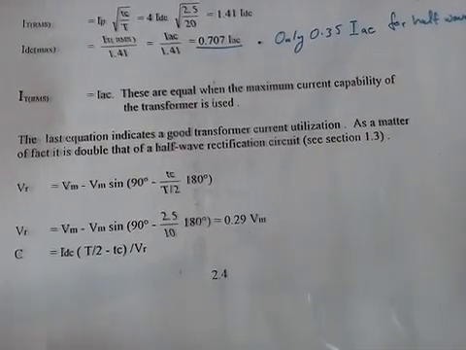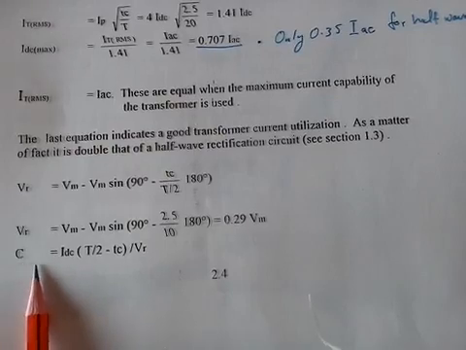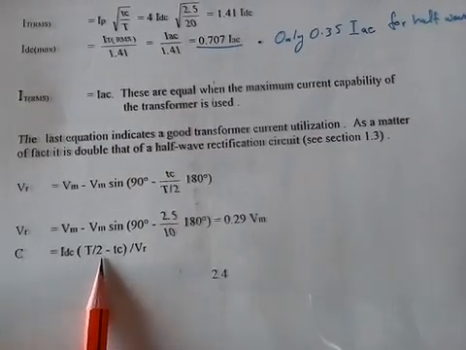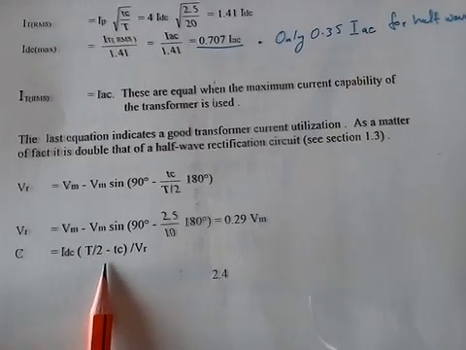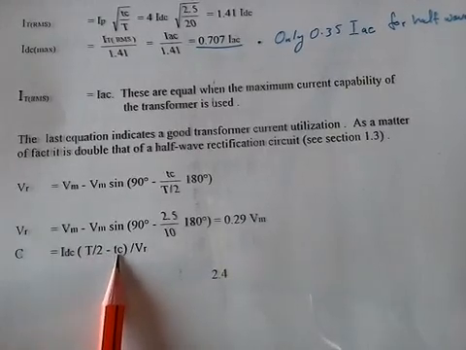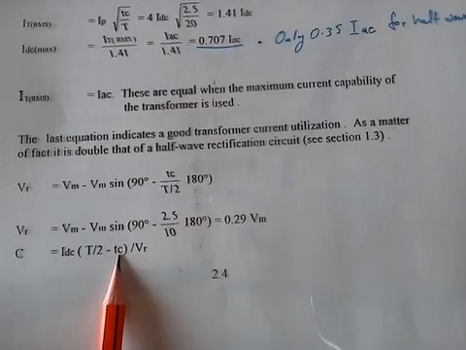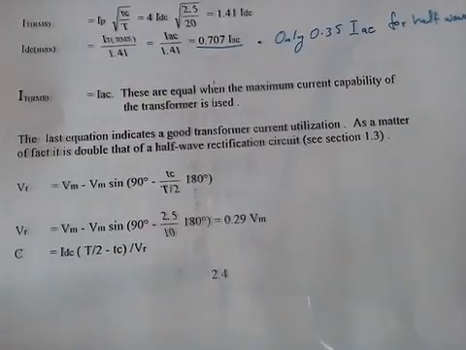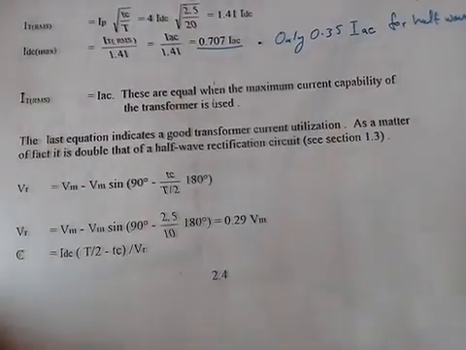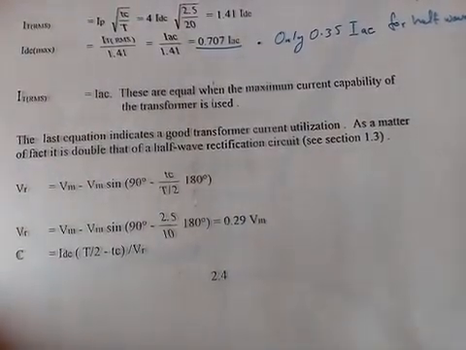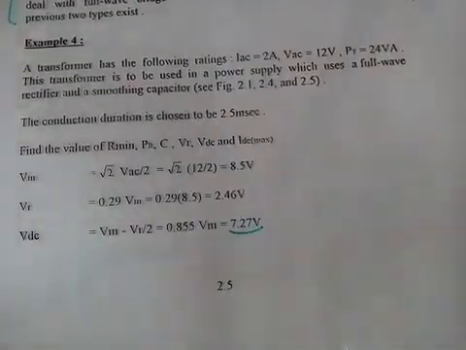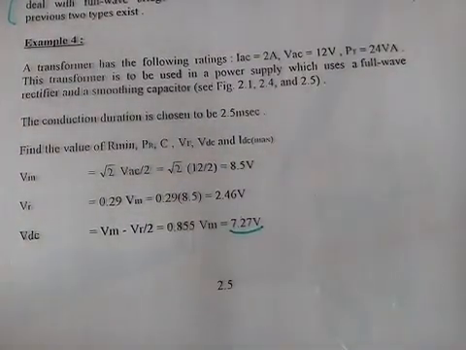And C, as we said before, would be equal to IDC times (T over 2, that's half a cycle time, minus the conduction time of the cap, charging the cap, Tc), and dividing the whole thing over VR. And I believe we should plug a few numbers in here to make the equations meaningful.